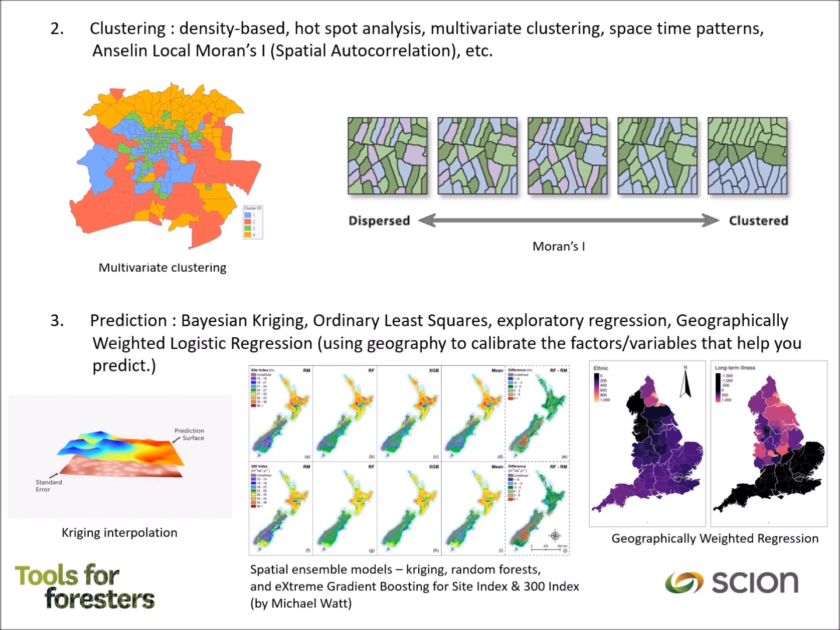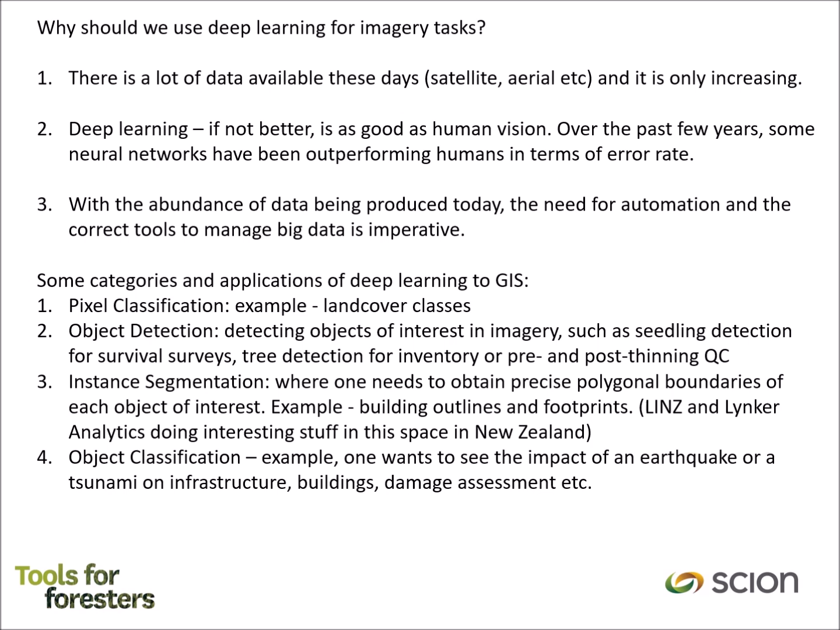So why should we use deep learning for imagery tasks? Heaps of data are becoming available these days. You definitely need the right tools, software, and hardware to manage big data. And deep learning is almost as good as, if not better than, the human eye. So much so that there used to be a competition called the Visual ImageNet Challenge, where deep learning architectures were compared against human error rates, and they had to discontinue the competition because these things grew really smart over the last few years.